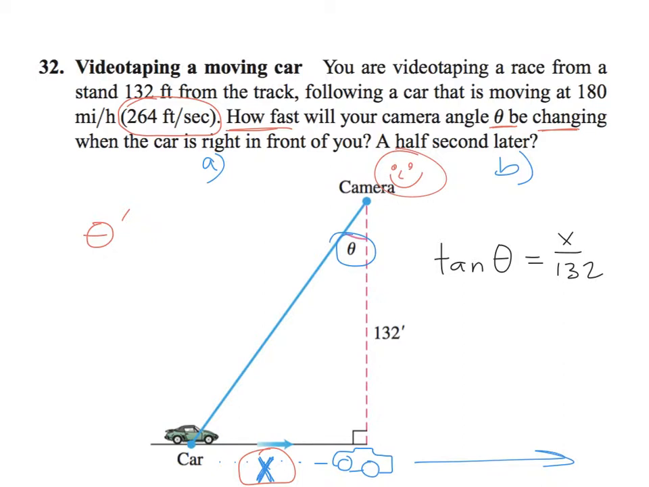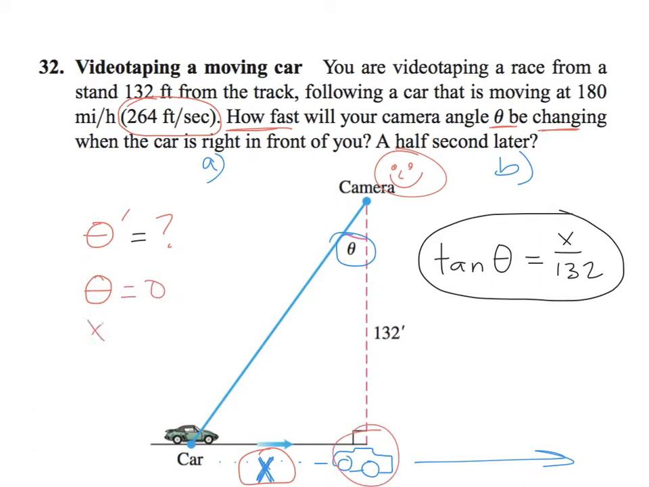And what we'll be doing is we'll be taking the derivative of this equation and then plugging in the values that we know. Keep in mind that we're looking for theta prime, as I mentioned earlier, so we don't know that measurement. But we will know that theta is 0 when the car is right in front of us, when it's located right here, and so is x. We'll know those measurements, so that's kind of important.